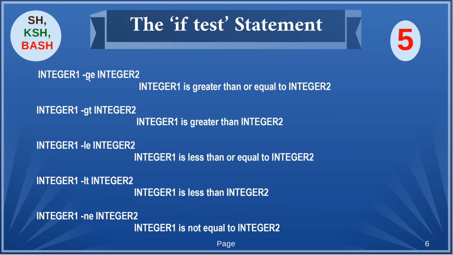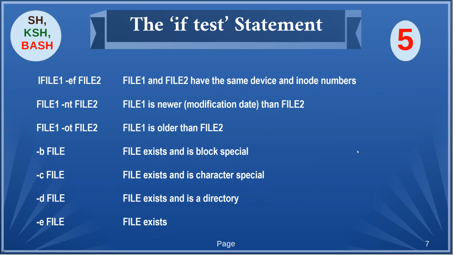This here is -ge, the characters for greater or equal. Similarly, integer 1 -gt integer 2 is greater than. Integer 1 -le integer 2 means less or equal to. Then integer 1 -lt integer 2 is less than, and integer 1 -ne integer 2 is not equal to. So those are the symbols and the Boolean expressions for checking them.